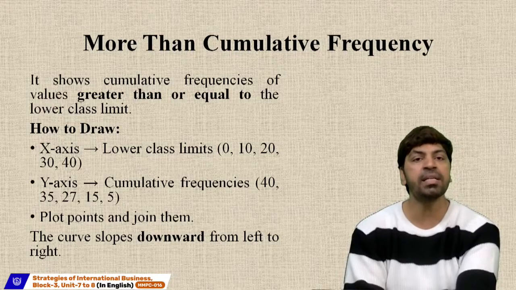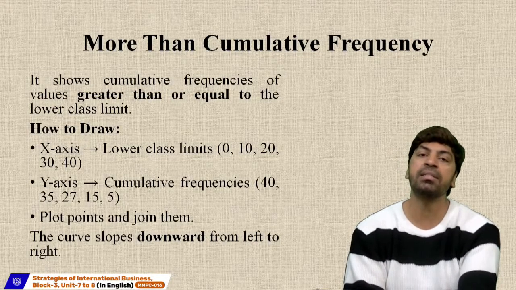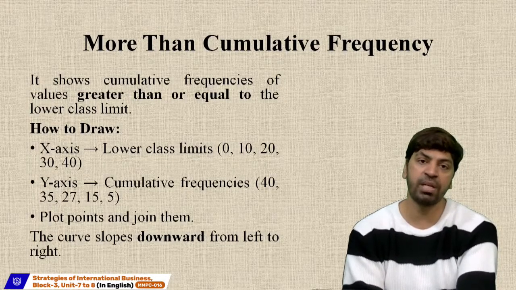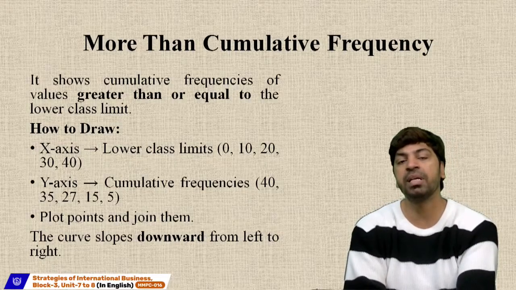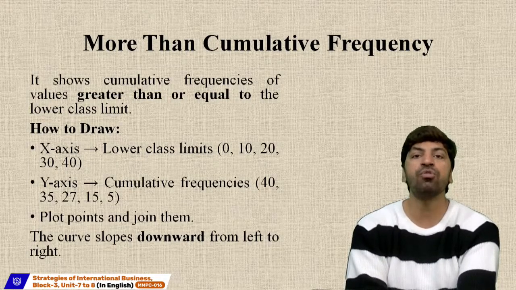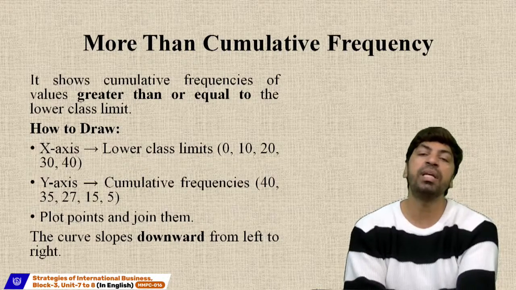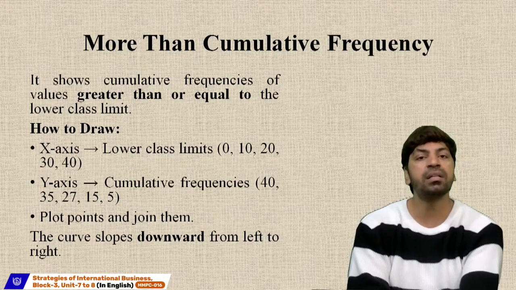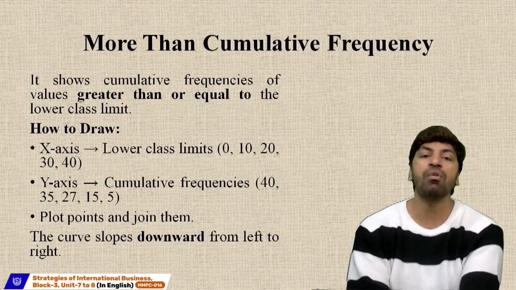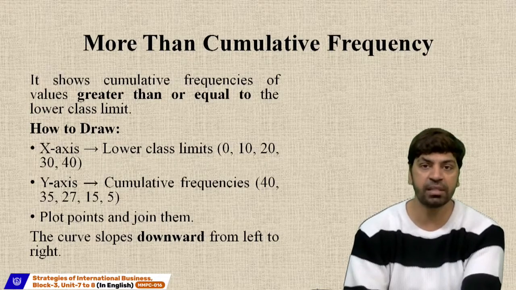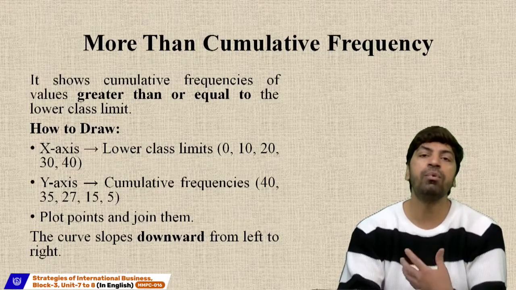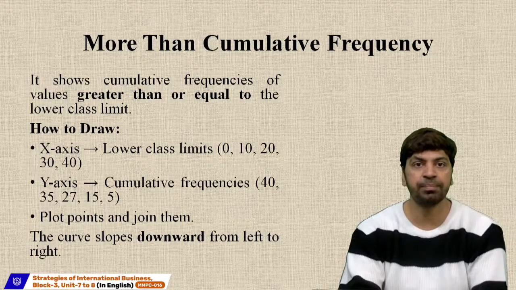How to draw: the x-axis would refer to the lower class limit, like 0, 10, 20, 30 and so on. And the y-axis would be the cumulative frequency. It could be 40, it could be 35, it could be any certain value. And when we plot the points and join them, that would be a more than cumulative frequency curve. And when we talk about the shape of the more than cumulative curve, it slopes downwards from left to right. So let's have an overview with the help of an example of how to draw the more than cumulative frequency curve.